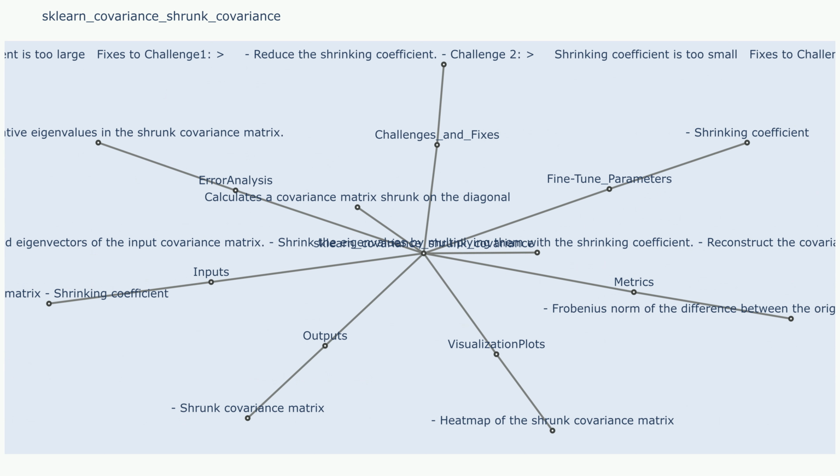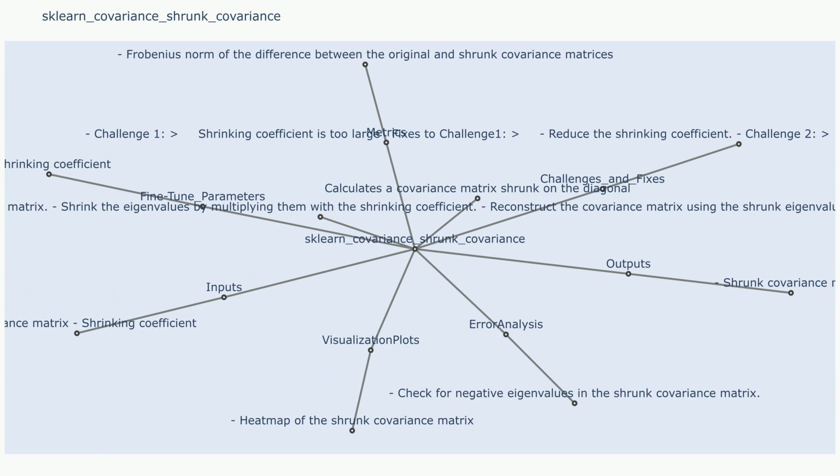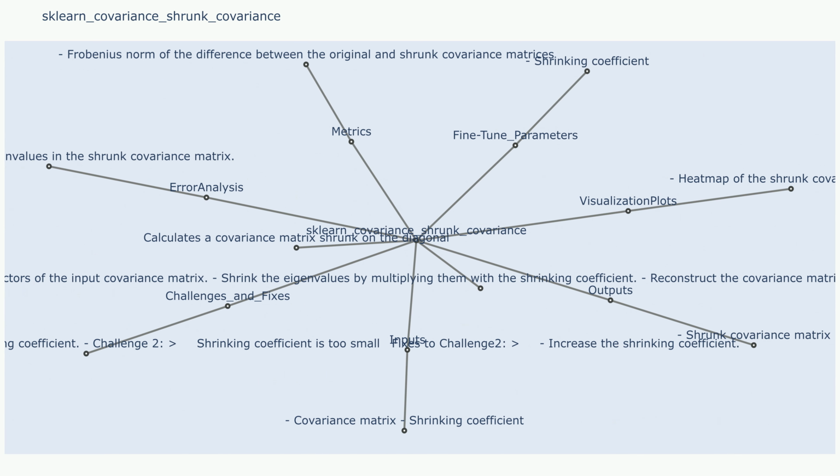Visualization plots. Heatmap: a heat map of the shrunk covariance matrix can be visualized to show the relationships between different features after shrinkage. This helps understand the impact of shrinkage on the estimated covariances. Scatter plots. Scatter plots of different feature pairs can be used to visualize the effect of shrinkage on the correlation between features. This helps see how shrinkage affects the perceived relationships between variables.